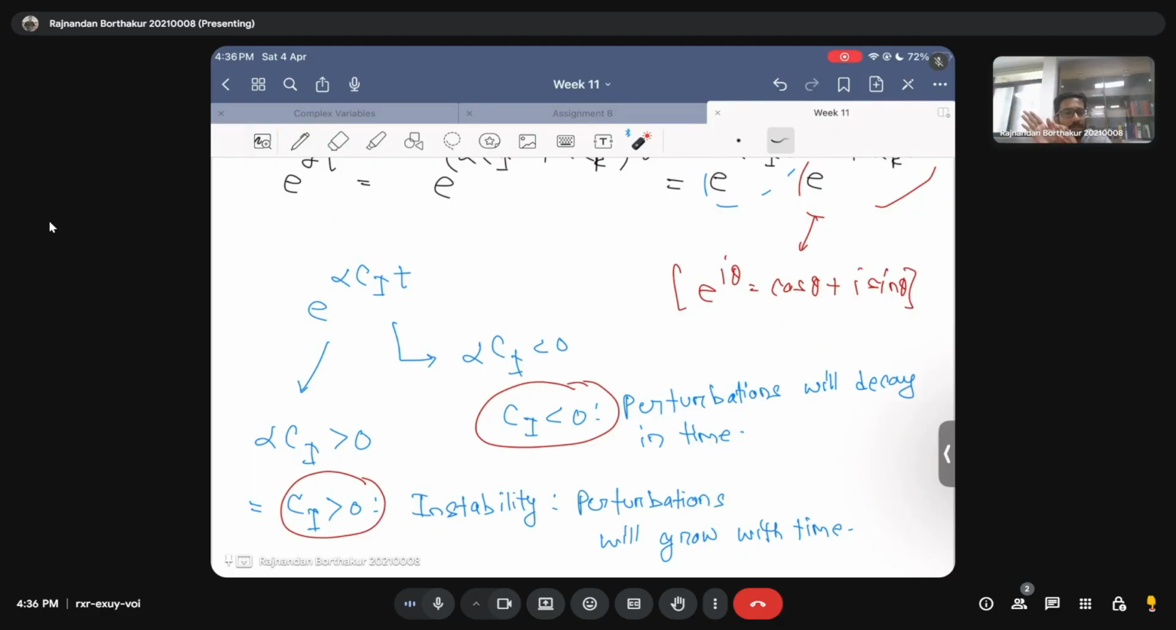If ci is less than 0, we will see that perturbations will decay with time. If ci is greater than 0, we will see that perturbations will grow with time. This basically signifies stability. So the sign of ci in principle signifies stability.